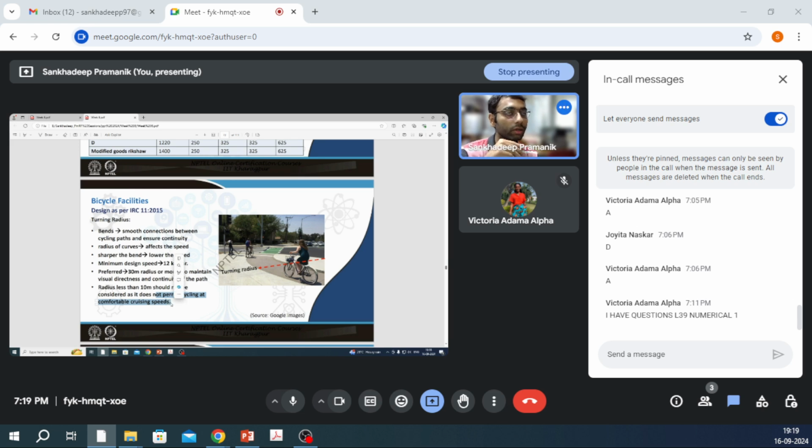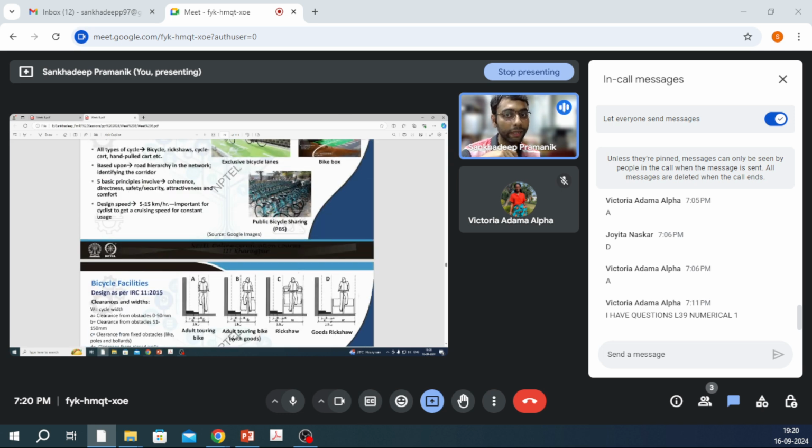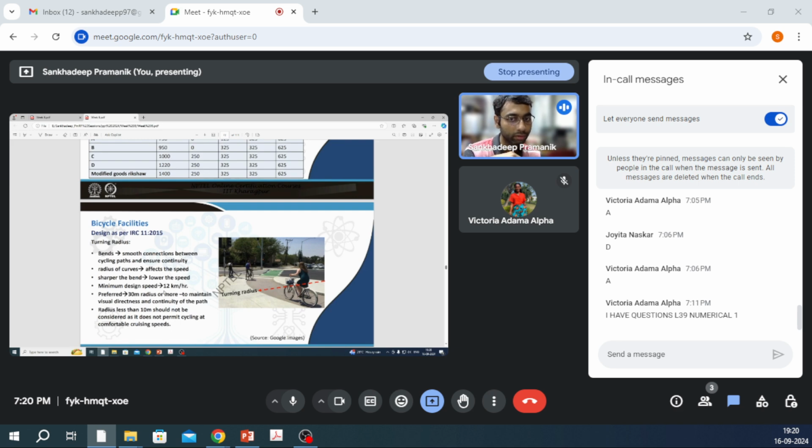cruising speed. So the speed at which people are generally moving, sometimes it may be difficult to negotiate a curve of less than 10 meter radius. Therefore it should not be provided, and the minimum design speed provided is 12 kilometer per hour. So it is between 5 to 15, and specifically for this curve, the minimum design speed is considered.